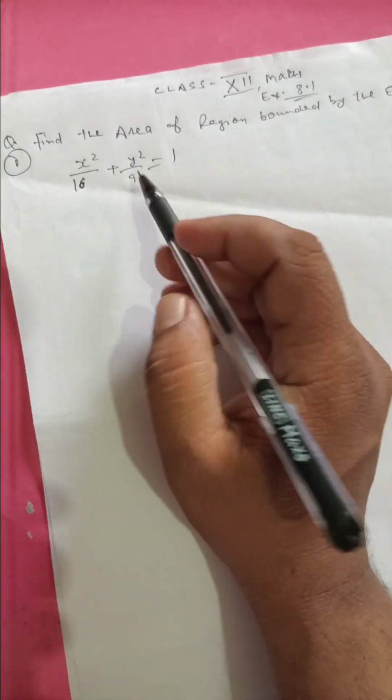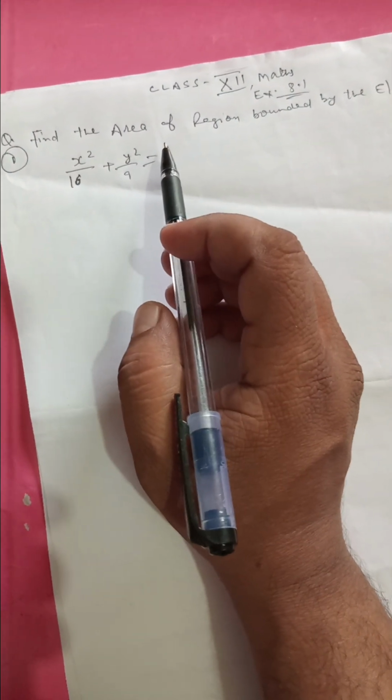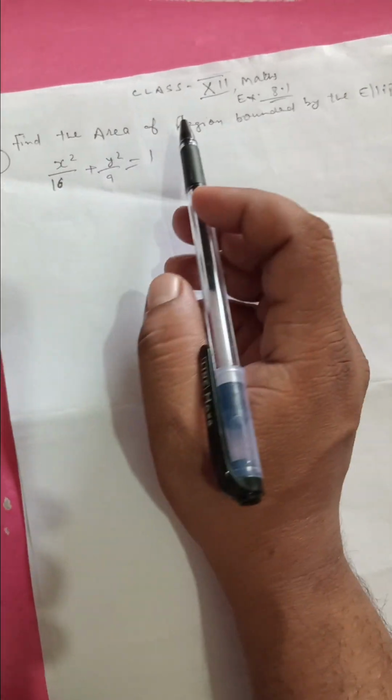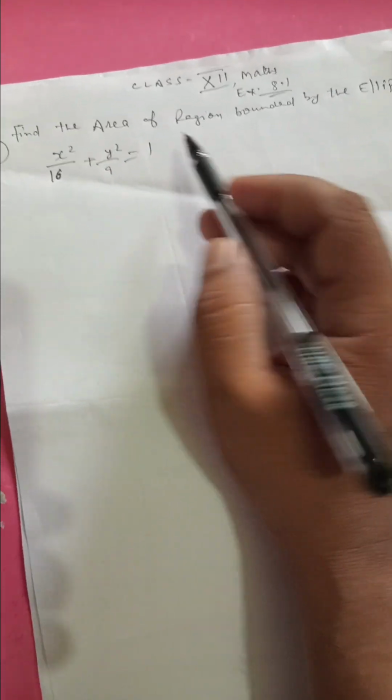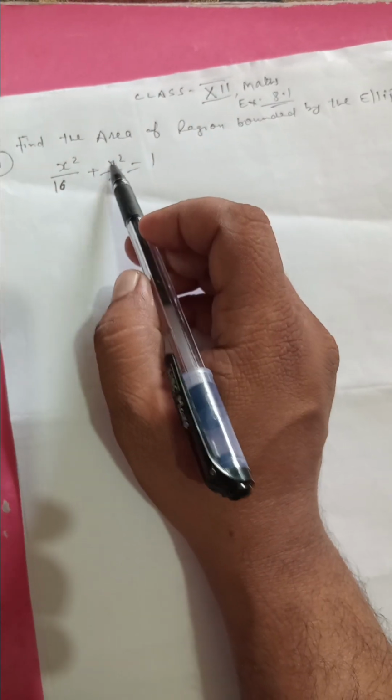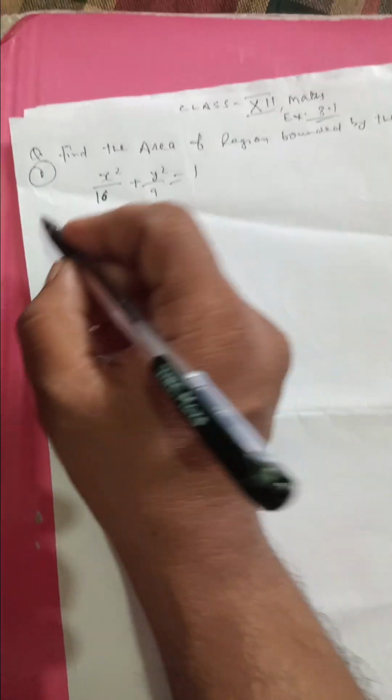Today we will solve the problems of the chapter application of integral. So, question first is find the area of the region bounded by the ellipse x square over 16 plus y square over 9 equal to 1.